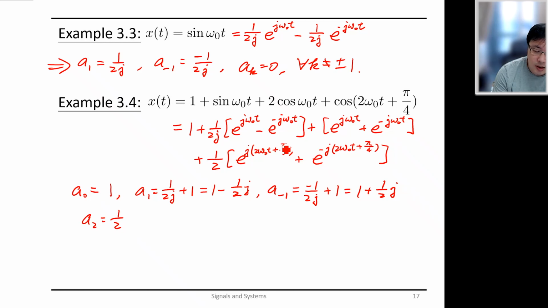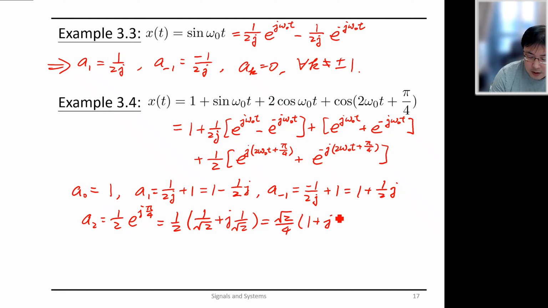This can also be split into a factor in the front, which is e to the j pi over 4. So e to the j pi over 4 is cosine pi over 4, which is 1 over square root 2, plus j sine pi over 4, which is also 1 over square root 2. So this becomes square root 2 over 4 times (1 plus j).